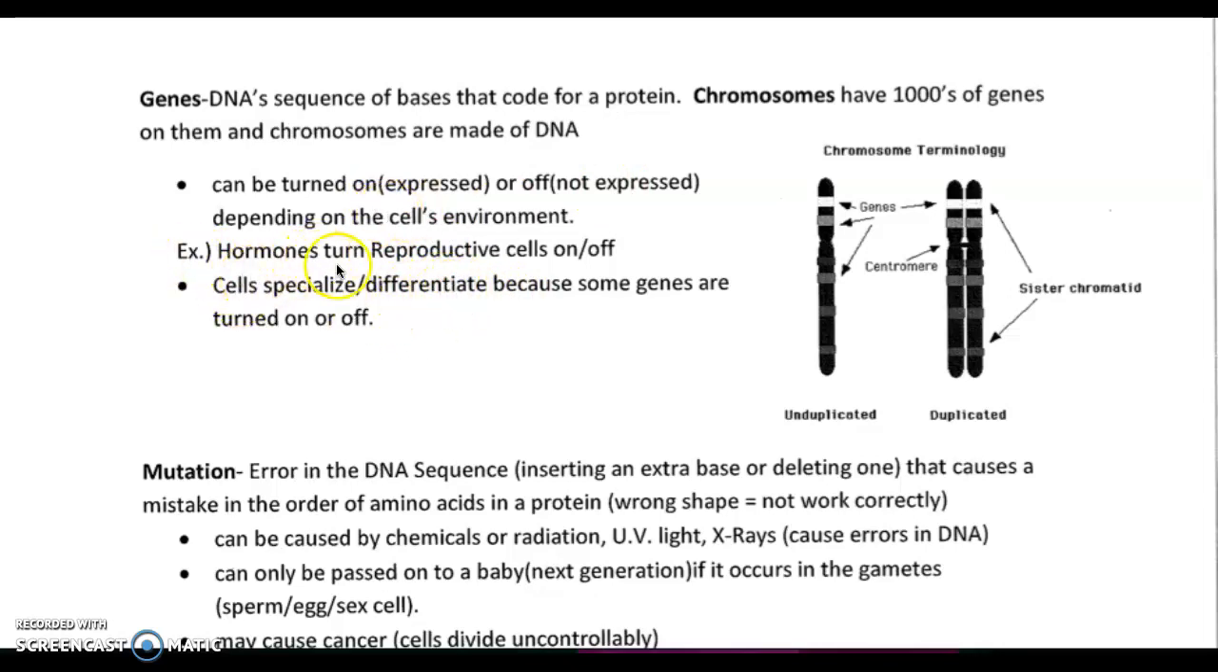Another example is that hormones can turn reproductive cells on or off depending on where a human is in their development, okay? So hormones, remember, they are chemical signals. Most of them are protein. A lot of them are protein hormones, okay?